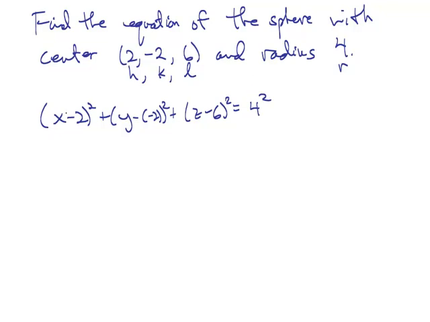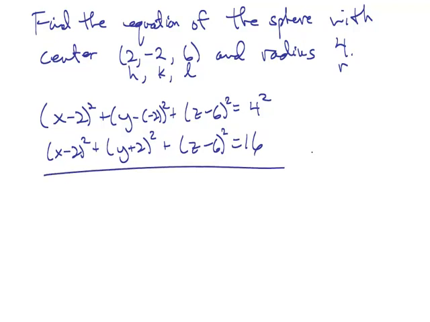And so making this look a little bit nicer, we would have x minus 2 squared plus y plus 2 squared plus z minus 6 squared equals 16. And there it is in standard form. And of course, if I gave you this equation, you need to be able to recognize that, hey, that's the equation of a sphere in R3. The center is 2, -2, 6, and the radius is the square root of 16, which is 4.